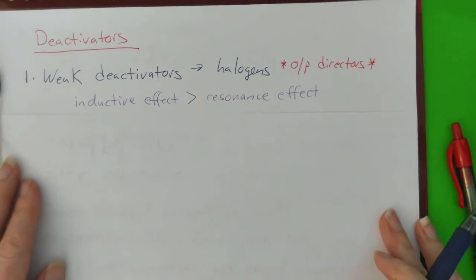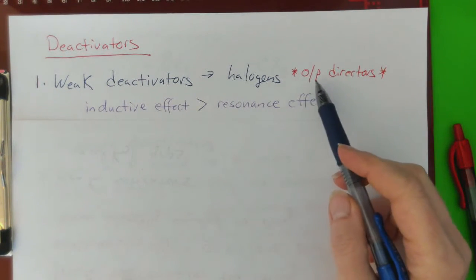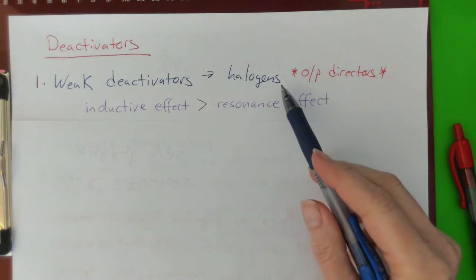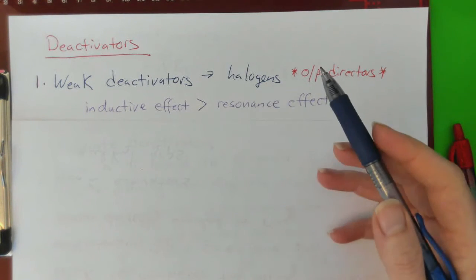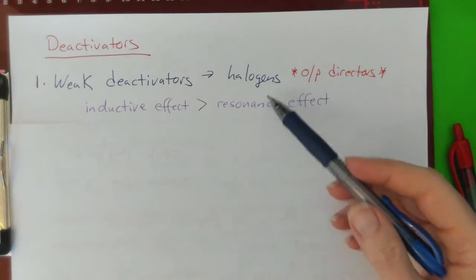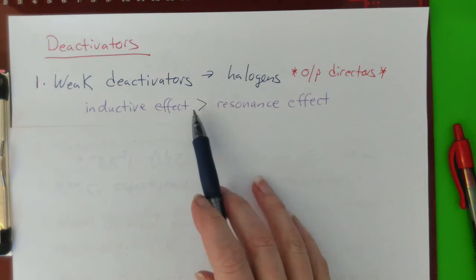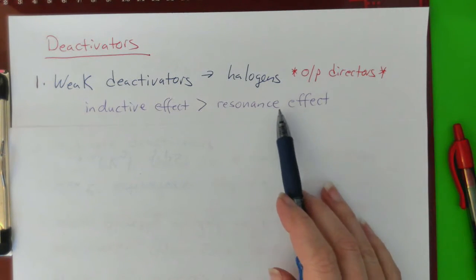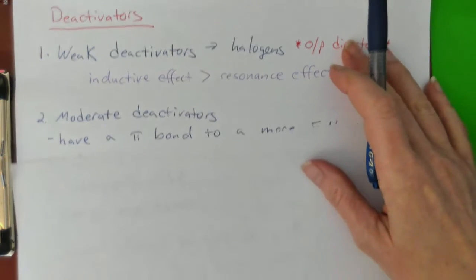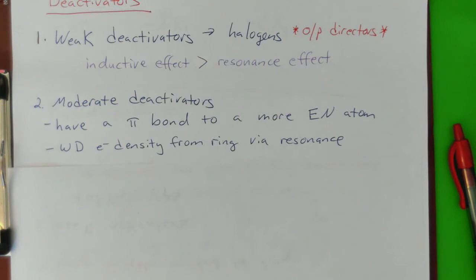So with the halogens, we just talked about those earlier. Those are ortho-para-directors, and that's unusual for deactivators because the other deactivators are meta-directors. So remember, for the halogens, the inductive effect is more important or outweighs the resonance effect. Okay, who are the moderate deactivators?